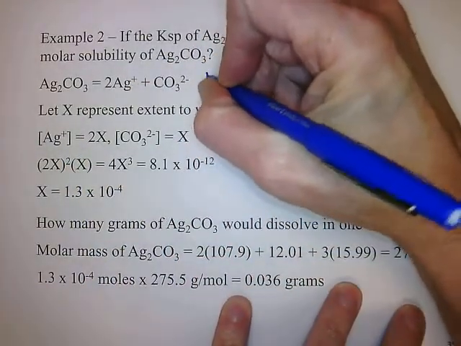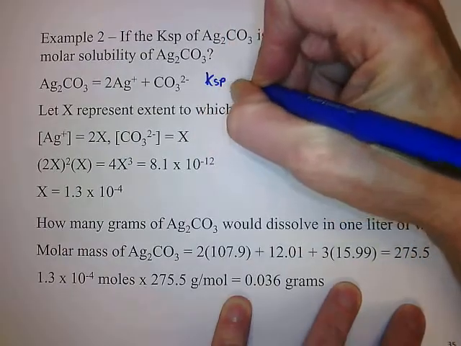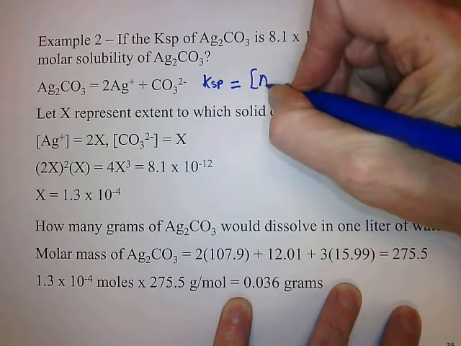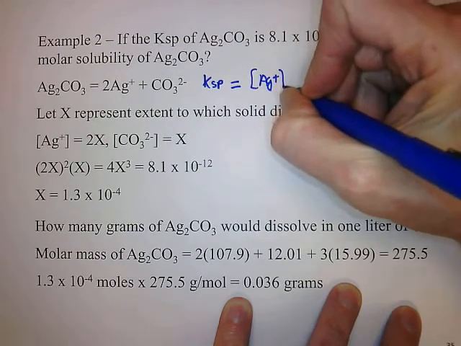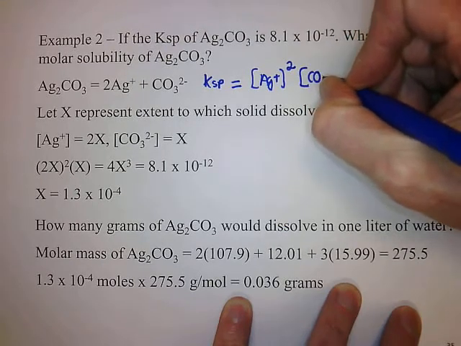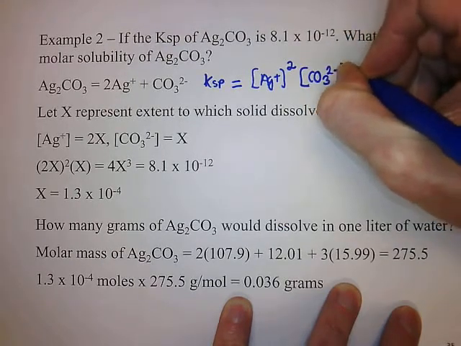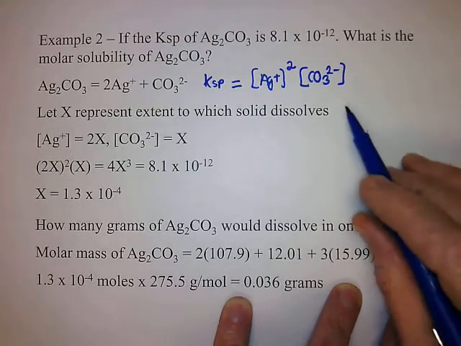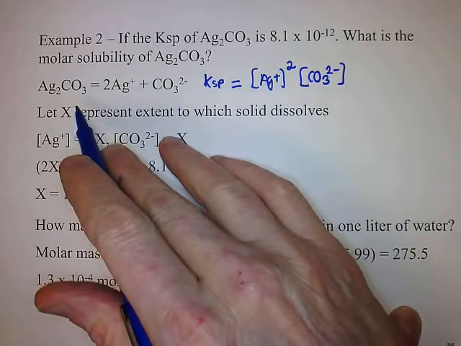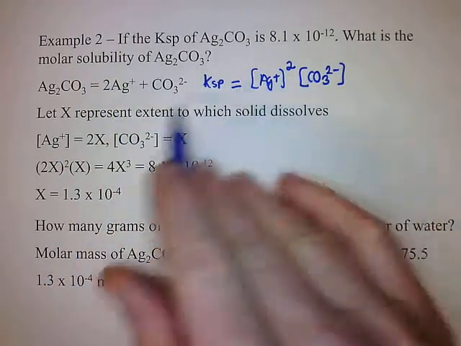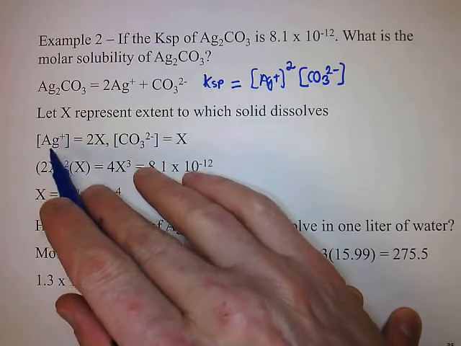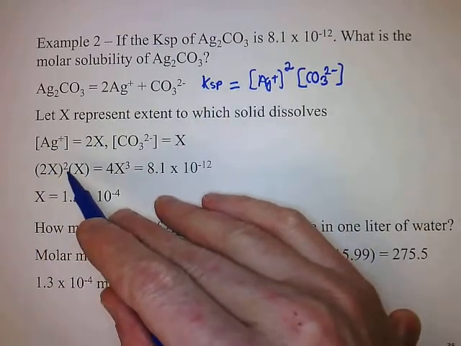In other words, your KSP is concentration of silver ion squared times concentration of the carbonate. And we said if X moles of this dissolve, we'll get 2X moles of the silver, right? So let 2X be the concentration of silver ion. We have to square that.